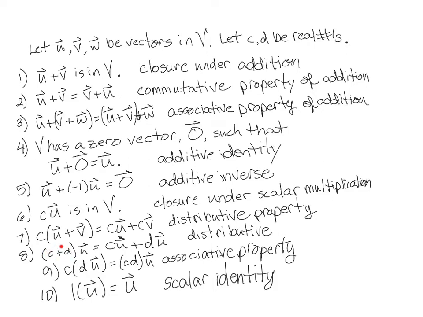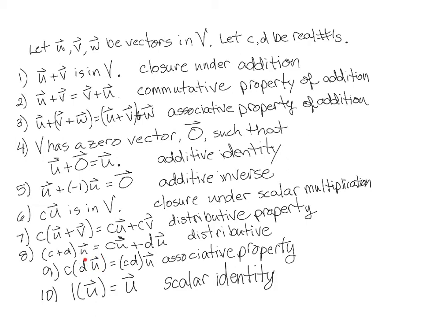Also, if you have the sum of your scalars times a vector, the vector distributes to the scalars, right? So that's also a distributive property. Number 9, associative property with respect to your scalars.